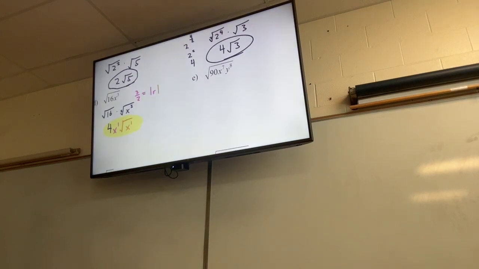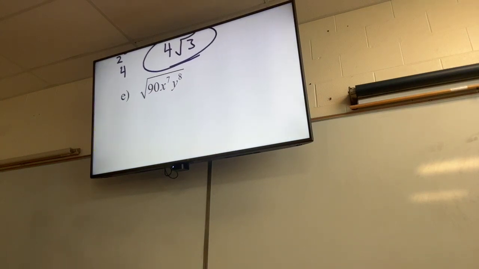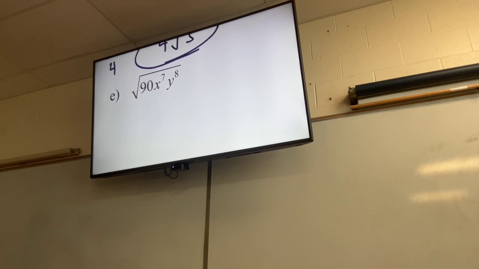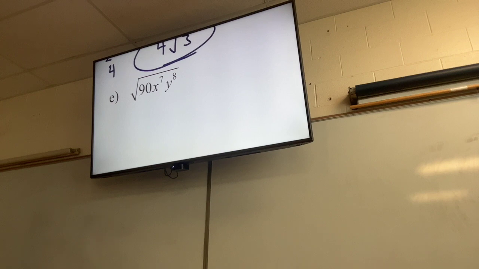So, E is the same way. There's a lot going on there. What do you do when there's a lot going on? Break it up. So it becomes the square root of 90 times the square root of x to the 7th times the square root of y to the 8th.